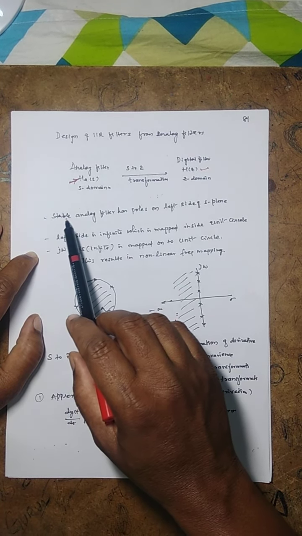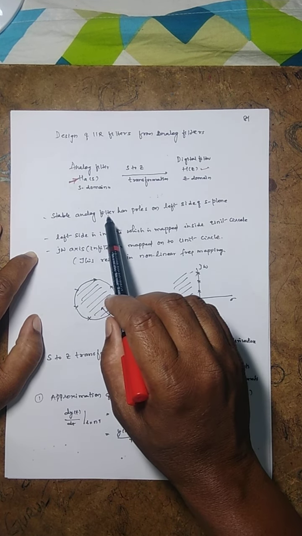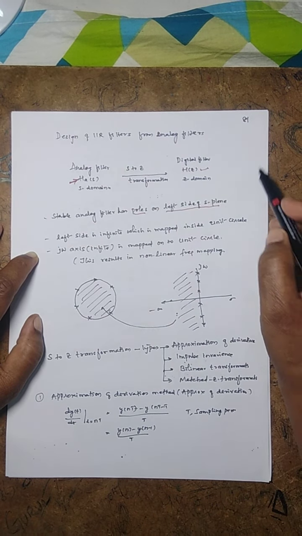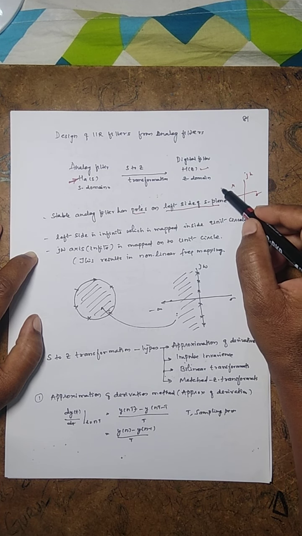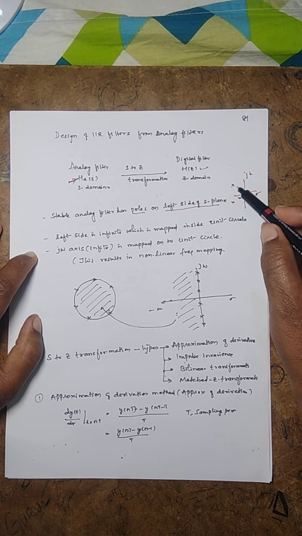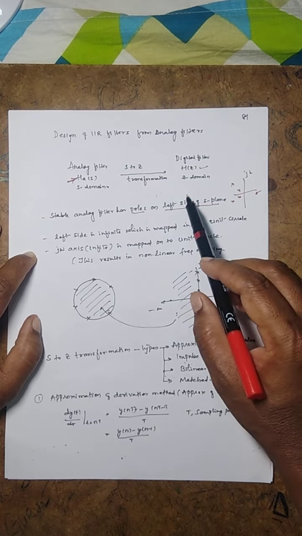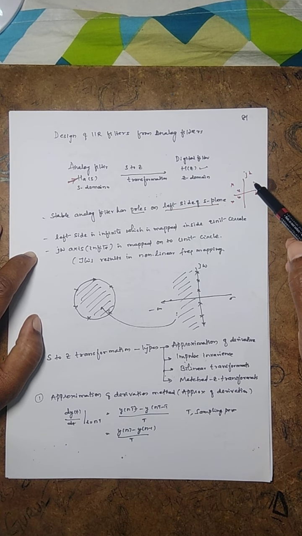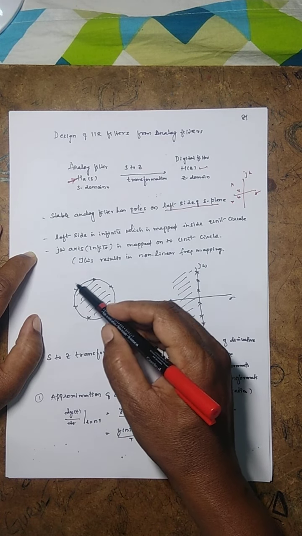Next, for designing, we take the stable analog filter. What is a stable analog filter? This filter has the poles on the left half of the S plane. This is the S plane, sigma; this is j omega. All the poles appear as complex conjugates, and they are on the left side. This you have studied in linear control theory. If any poles are on the right side, then it becomes an unstable filter.